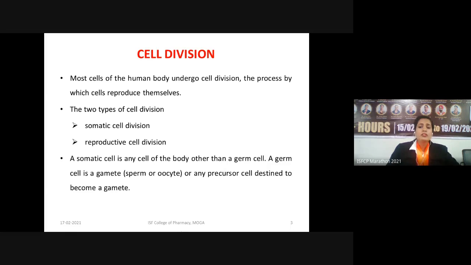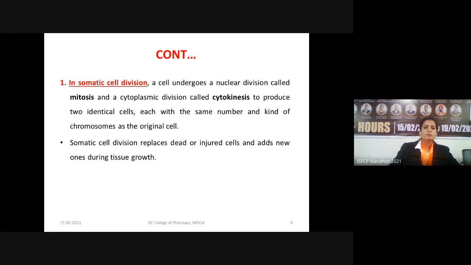So, what is a germ cell? A germ cell is also known as a reproductive cell, or a gamete. It may be a sperm in the case of males. Male sex cells are known as sperms, and female sex cells are known as oocytes. Or it may be any precursor cell which is destined to become a gamete. Hence, we can conclude that a reproductive cell is known as a sex cell. In males, it is a sperm, and in females, it may be an oocyte or ovum. Whereas a somatic cell is a cell other than a reproductive cell. So, somatic cell division takes place in somatic cells.